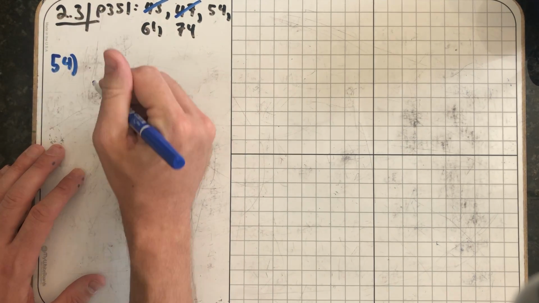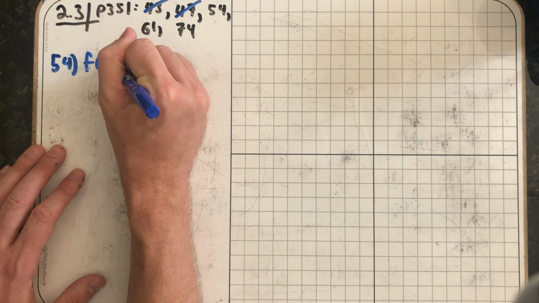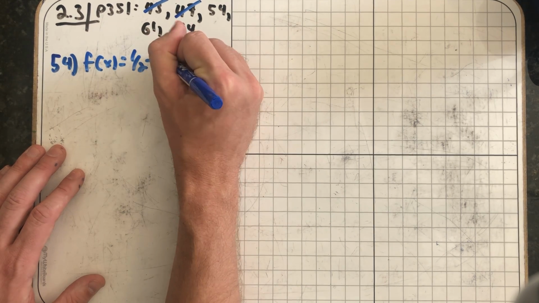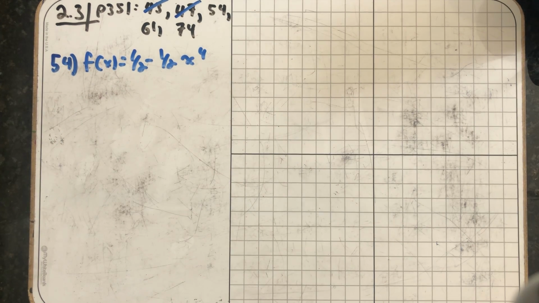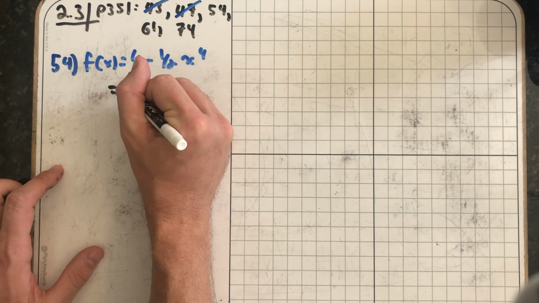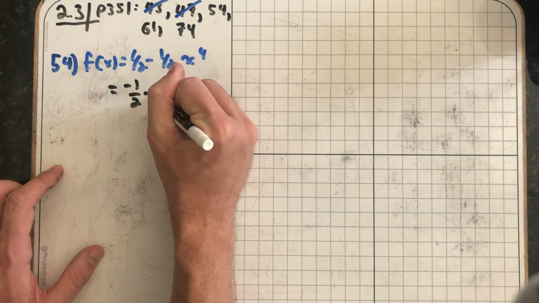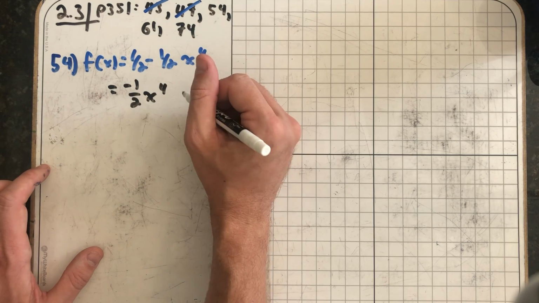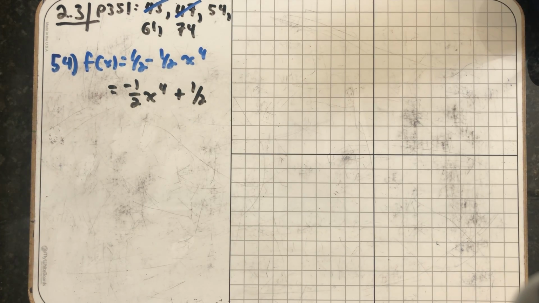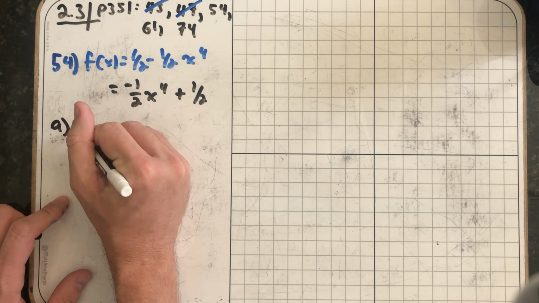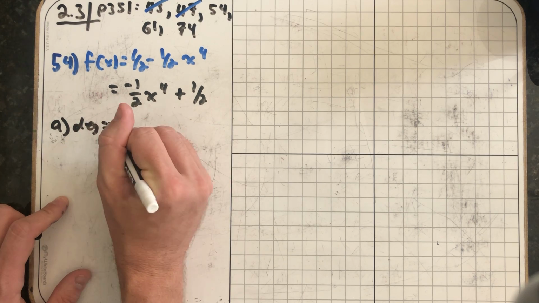So problem number 54. 1/2 minus 1/2 x to the 4th. Now I don't need to, but I'm going to choose to rewrite the original problem before I get started. I always like to look at a polynomial with the part with the highest degree out front. It's supposed to be the leading term after all, and that leading term test is what I'm going to start with. So the degree of this polynomial is 4.